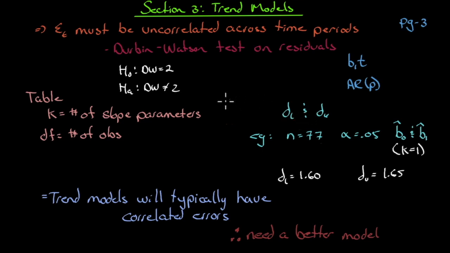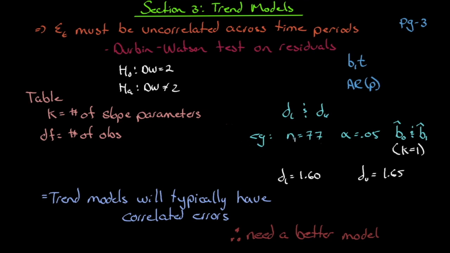And you'll recall that anything below, we would have to reject the null, which means we have serial correlation. Anything in between, well, it's indeterminate. We can't really say much. And anything above, of course, we fail to reject, which means we do not have serial correlation.